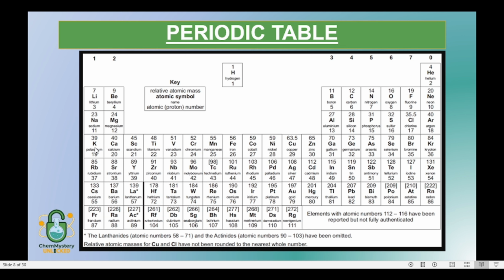Let's move on to potassium now. Potassium has 19 electrons and it is in period 4. It occupies 4 shells because it is in period 4. 2 electrons in the first shell, 8 electrons in the second shell, 8 electrons in the third shell, and 1 remaining electron in the last shell.